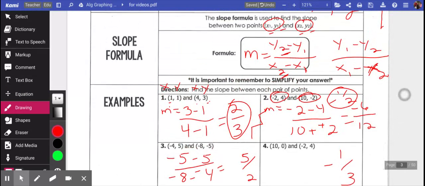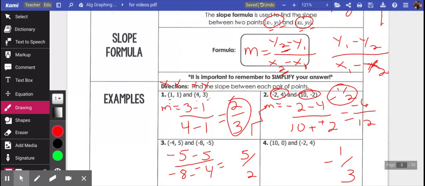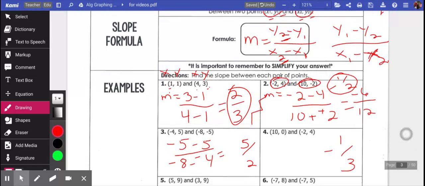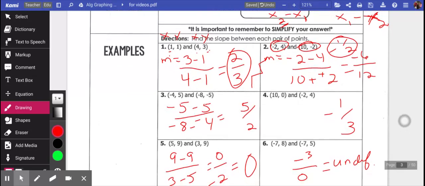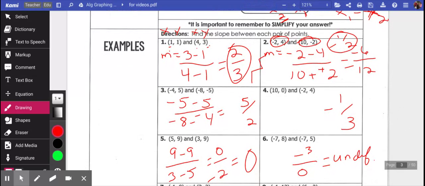Okay, so if you look at number 3 here, I got 5/2 after I reduced it. It was -10 over -4. Number 4 is -1/3. Ask if you need that worked out. I did work out 5 and 6 because 5 ends up with 0 on top. And so when you reduce that, it's 0. And then number 6, since the 0 is on the bottom, and we can't have a 0 in the denominator, that would be an undefined line.